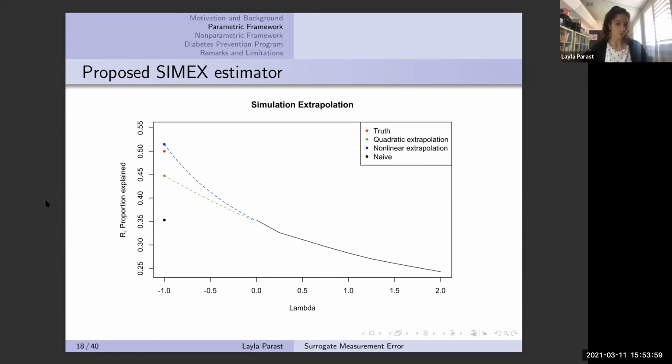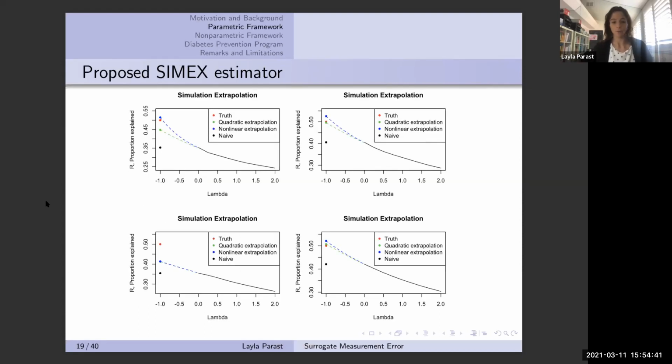And then I just connect all of those dots, and that's what the black line is. And then I extrapolate back to lambda equals -1. The black dot that's shown there on the left is the naive estimator. The red dot is the truth. The green dot is showing the estimate that you get when you use quadratic extrapolation. And the blue dot is showing the estimate you get when you use nonlinear extrapolation. So for this one iteration of my simulation, the quadratic extrapolation doesn't work that well, although it's still better than the naive estimator. And the nonlinear extrapolation is pretty close.